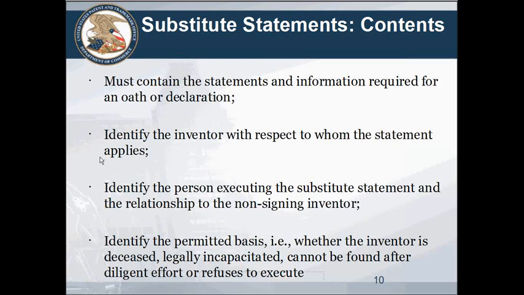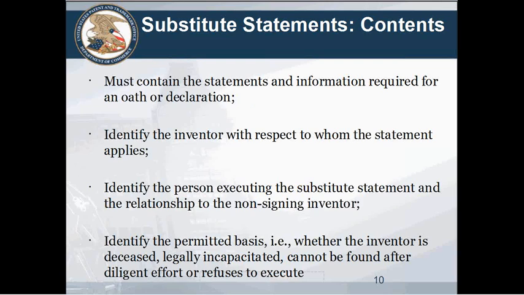Okay, so what's the contents of a substitute statement? Well, obviously it requires the information and statements that would be required in the regular 115 oath or dec. You need to identify the inventor for which the substitute statement is being submitted. Obviously, it's probably not going to be all your inventors, but perhaps so. Identify the person executing the substitute statement and the relationship to the non-signing inventor. Well, I'm the assignee of the inventor, perhaps. And also identify the permitted basis for submitting the substitute statement.